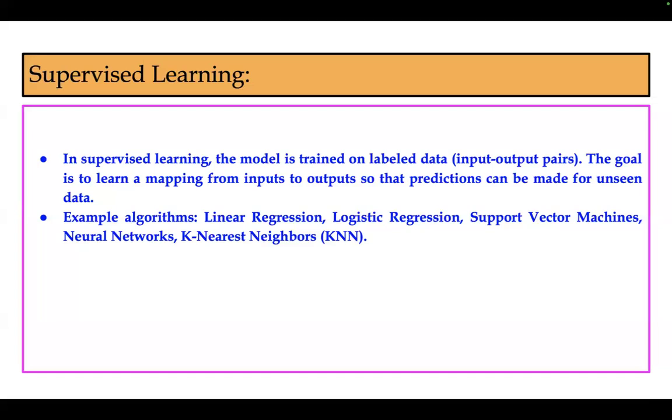A few common examples of such algorithms are linear regression, logistic regression, KNN, meaning K nearest neighbor, support vector machines, and nowadays we are using different deep learning algorithms, CNN, RNN, different algorithms are there. So all these are the algorithms that we use during the model development phase.